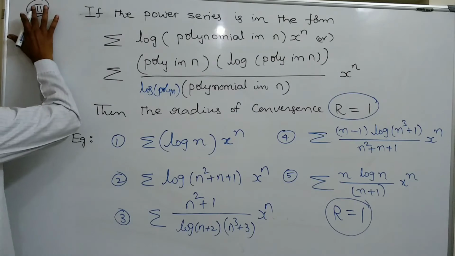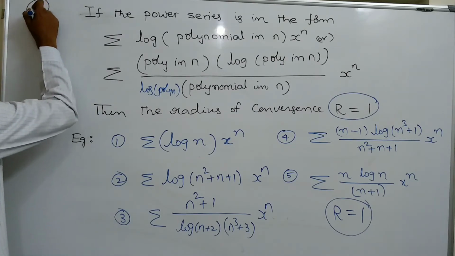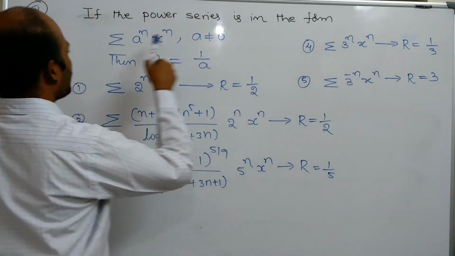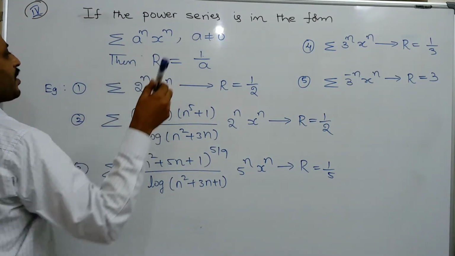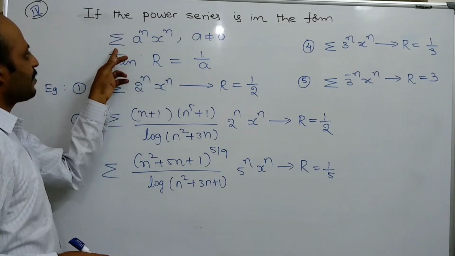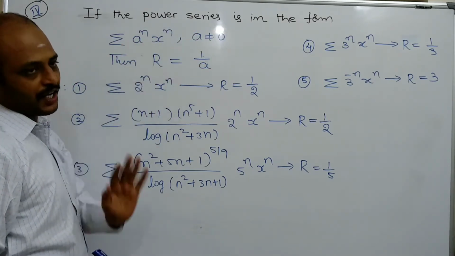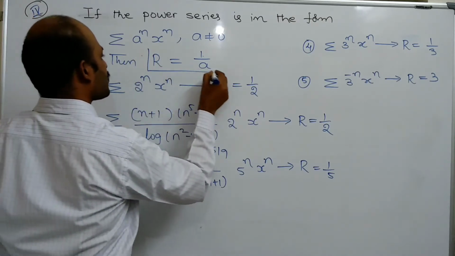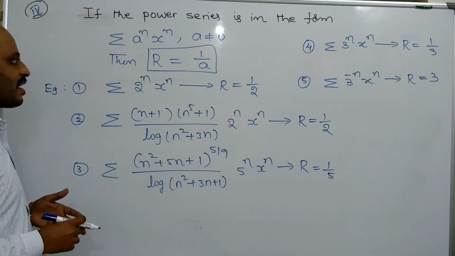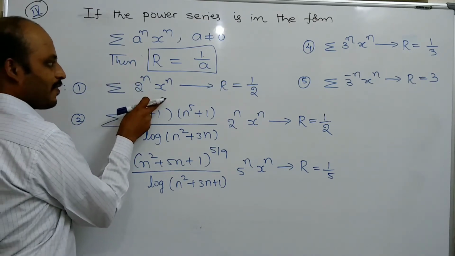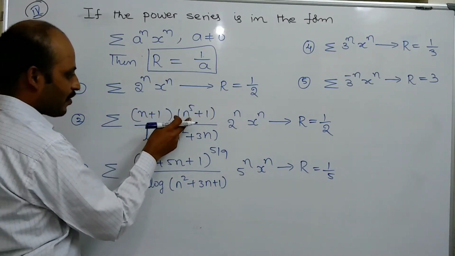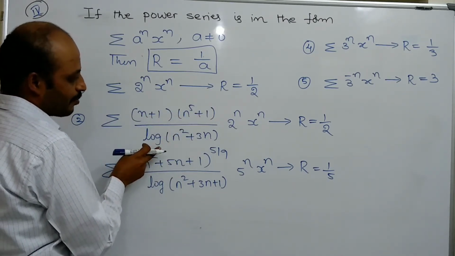Let us see the next one. Result number 4. If the power series is in the form summation a power n x power n, where a not equal to 0, then capital R is equal to 1 by a. The radius of convergence is equal to 1 by a. Let us see the examples. Summation 2 power n x power n, radius of convergence is 1 by 2. Summation n plus 1, n power 5 plus 1 divided by log of n square plus 3n.